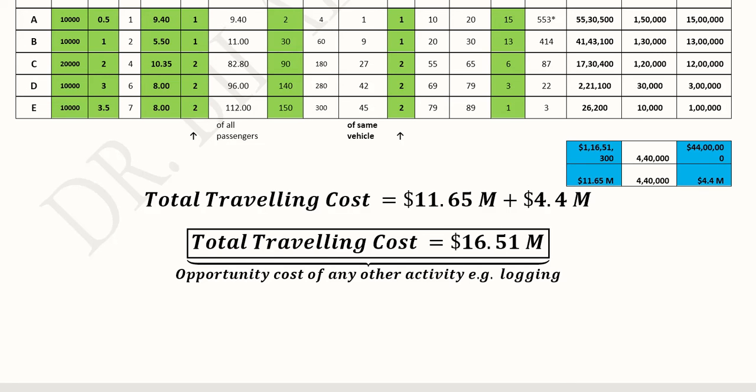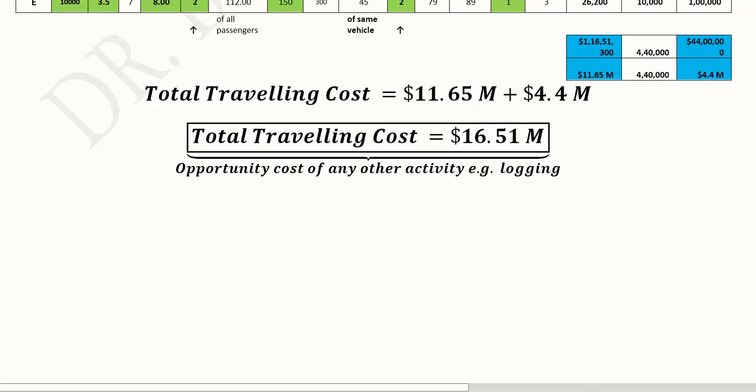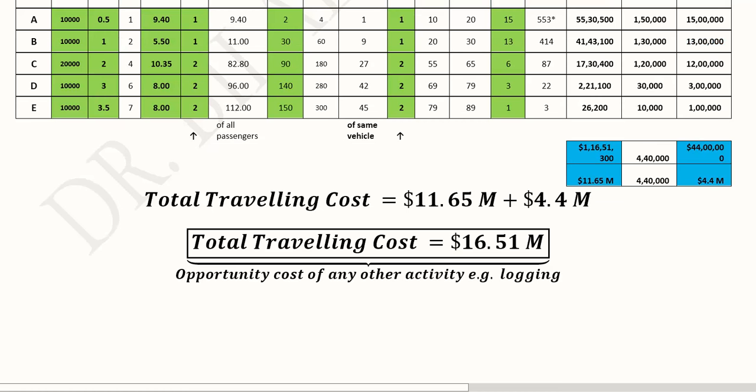So you see that it is $16.51 million. And if something else is to be done in this recreational spot, for example, logging or any other activity, then the returns from that alternative should be greater than 16.51 million. Otherwise, there will be overall loss. So this is how we can calculate the traveling cost for a recreation site.